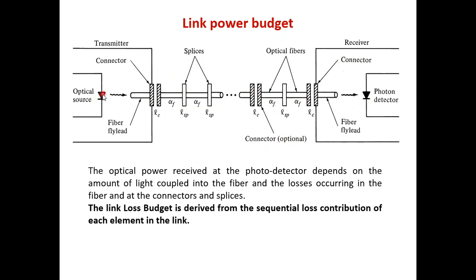Now, when the source, that is the transmitter, is connected to the fiber, I have a connector present over here. Here is the source, and the light has to be coupled to the fiber, so I have to use a connector. Again, that connector will cause some loss. So these are the minimum configurations which will be there.